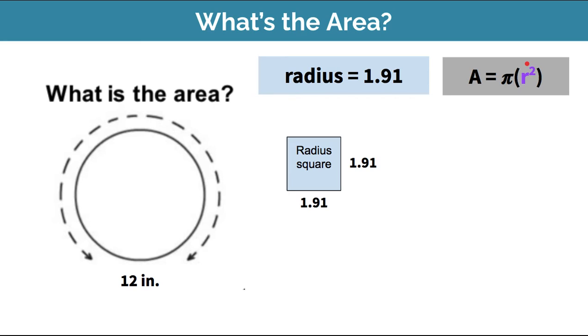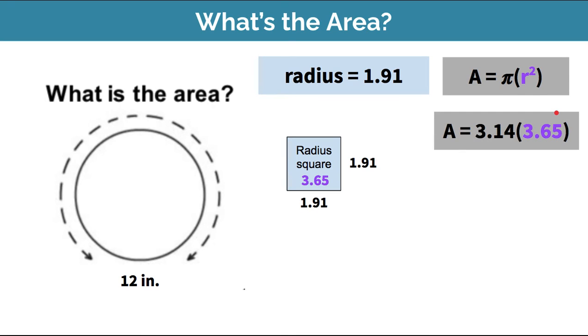We have a 1.91 radius by 1.91 radius. To get that area, we multiply them together. And we would end up with 3.65 as our radius squared. Now that we know that, we're going to put it into our formula here in place of the r squared, which stands for radius squared.